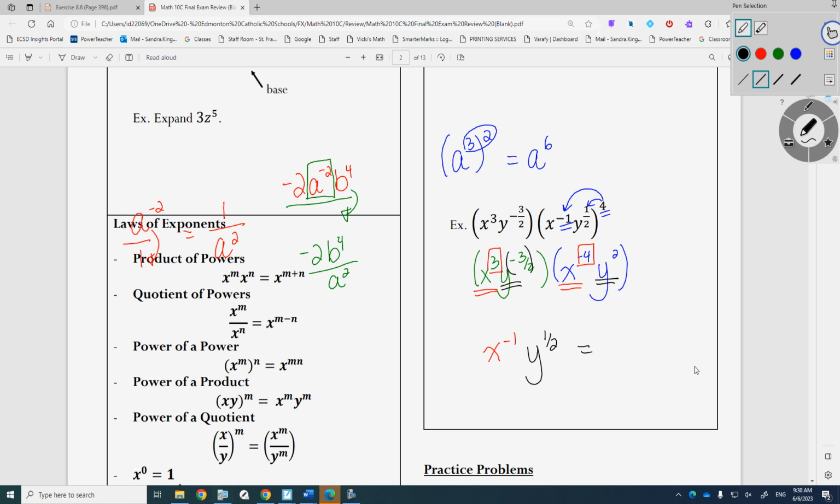Ashton, which variable would move? X. X, y stays where it is, and x would be written down here.